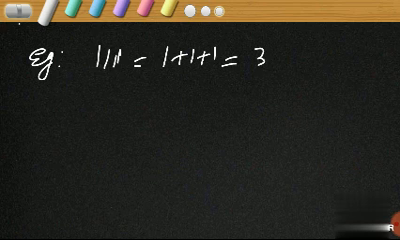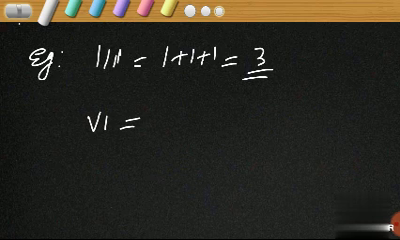So write the examples. Write the examples of this session. Example: III equal to 1 plus 1 plus 1 equal to 3. Is it clear? Next example. VI equal to, what is the value of V? 5 and I means 1. Why are we adding here? Here a smaller one is written on the right side of a greater one, isn't it? I is smaller, V is greater, and the smaller one is written on the right side of the greater one. So we can add as per the rule. Okay? 5 plus 1, 6.